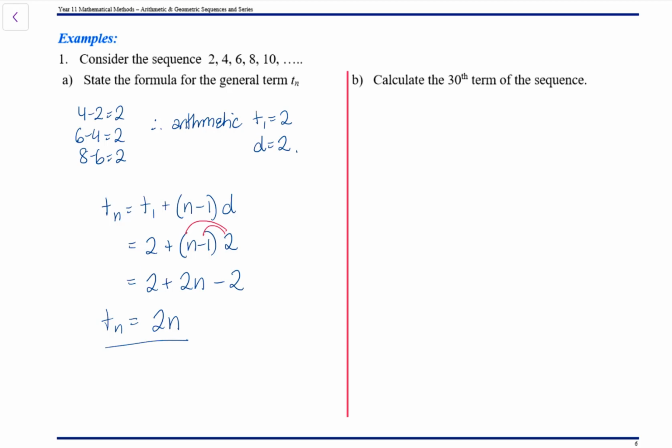Calculate the 30th term of the sequence. So t of 30 is going to be 2 times by 30, which is 60. So therefore, the 30th term is 60.